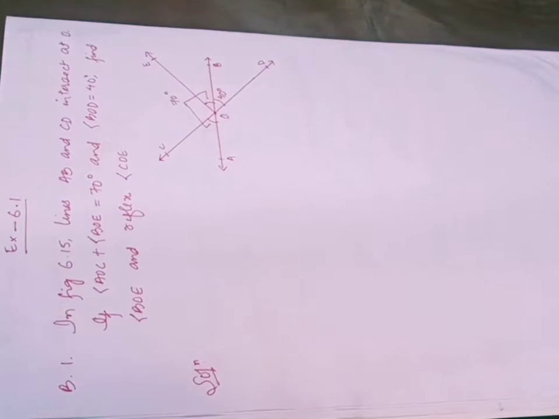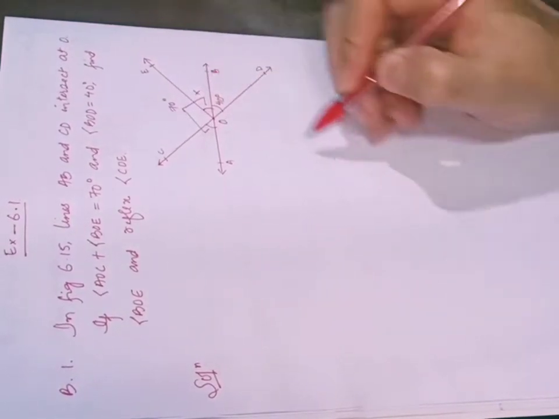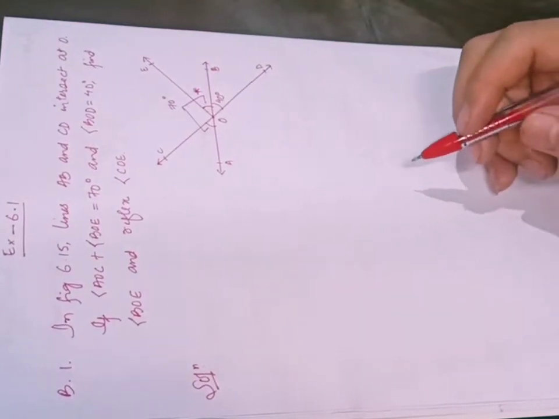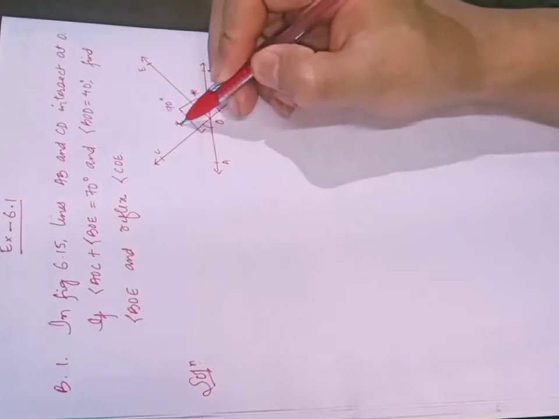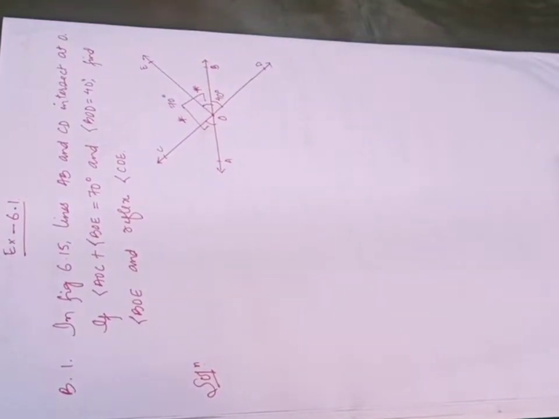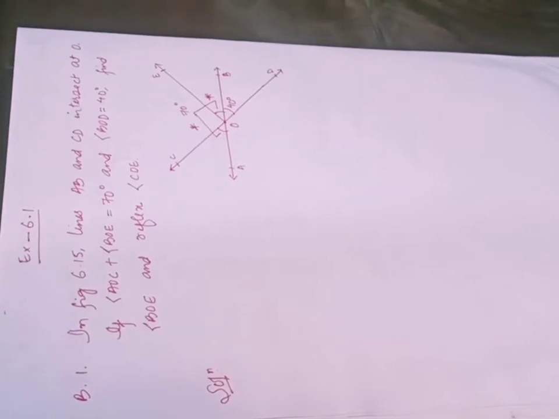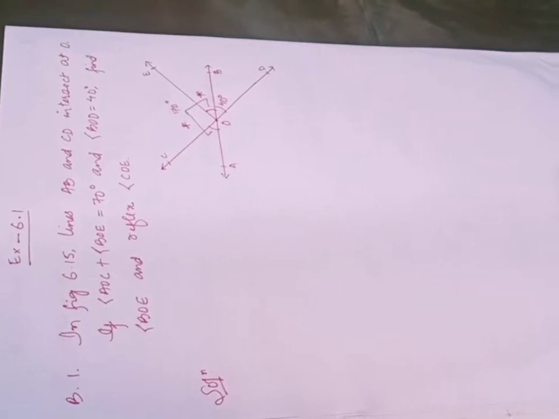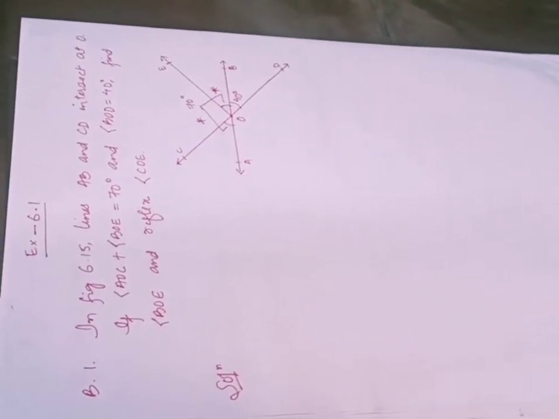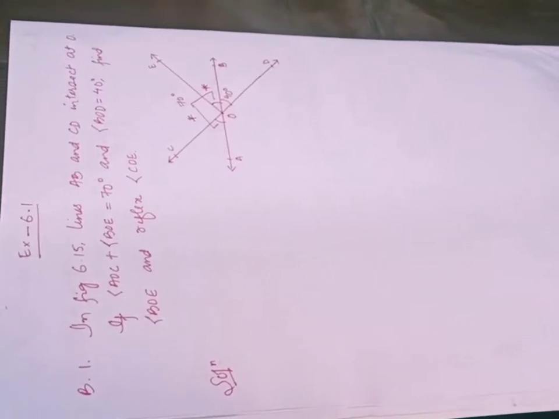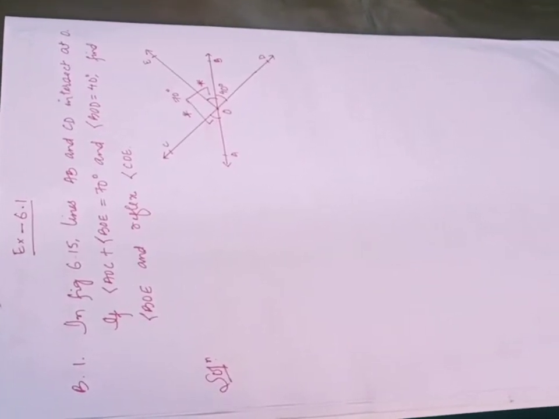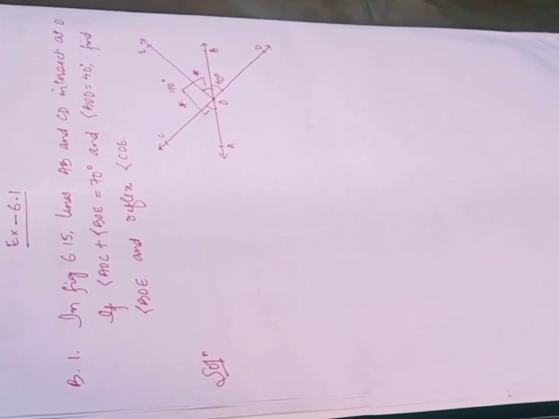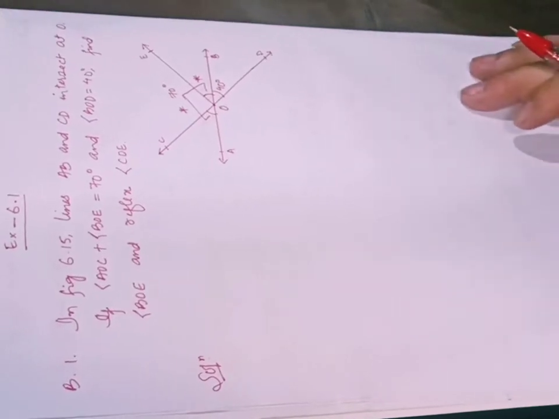Now the question is asking us to find angle BOE, that is this angle, I'm putting an asterisk mark in the figure, and reflex angle COE, that is this angle. Talking about reflex angles, I've discussed that in the last class too. Reflex angles are those angles that measure more than 180 degrees but less than 360 degrees. That means the answer should be between 181 and 359. Is it okay? So now let's get into the detail.